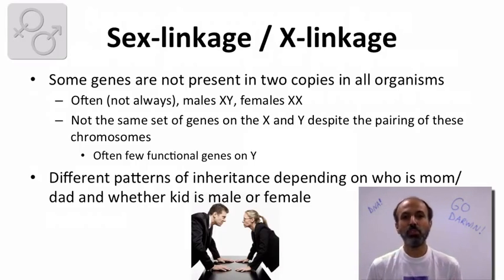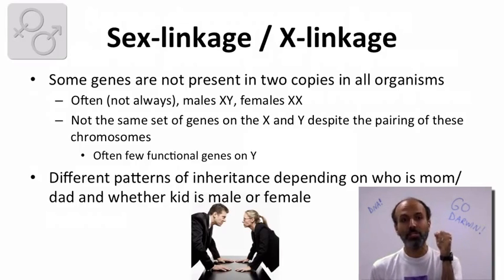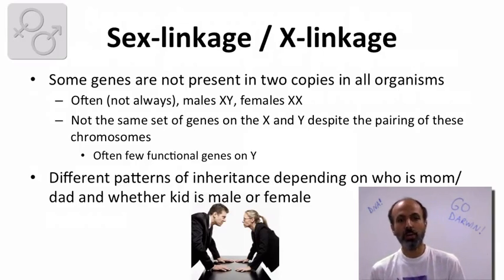Now, there's not the same set of genes on the X as on the Y, despite the fact these two chromosomes pair and separate. And you'll see the principle using them is very similar to what we discussed before, except that the X has one set of genes and the Y often has a different set, and in fact, often has very few functions. In humans, one of the few genes on the Y chromosome is a gene which basically makes the embryo become a male. Now again, in this case, you get different patterns of inheritance depending on who is the mom, who is the dad, and whether you're looking at male or female offspring from them.